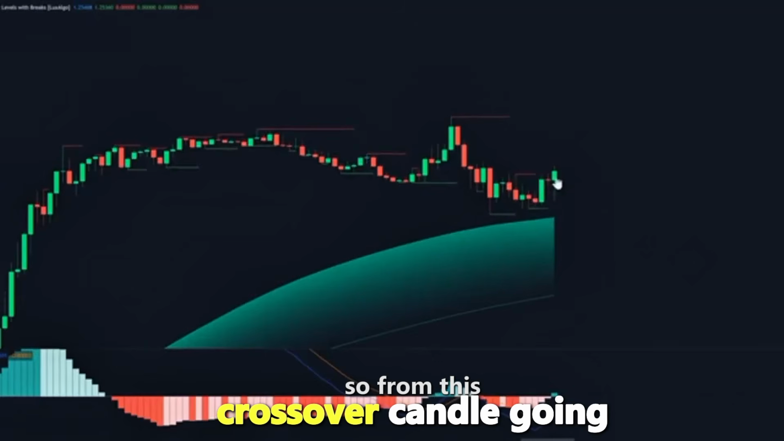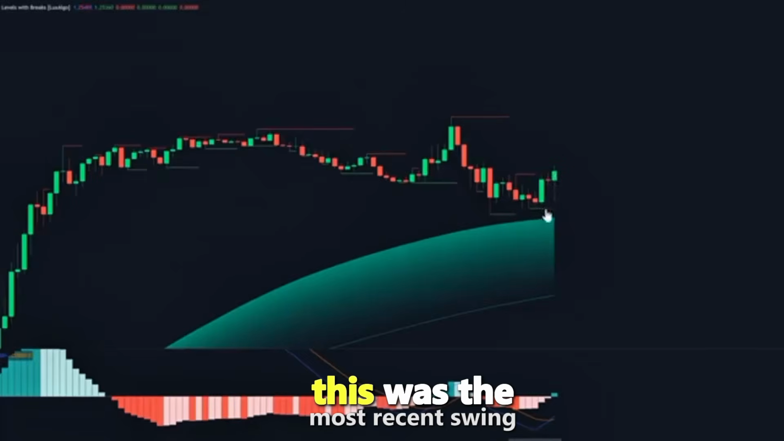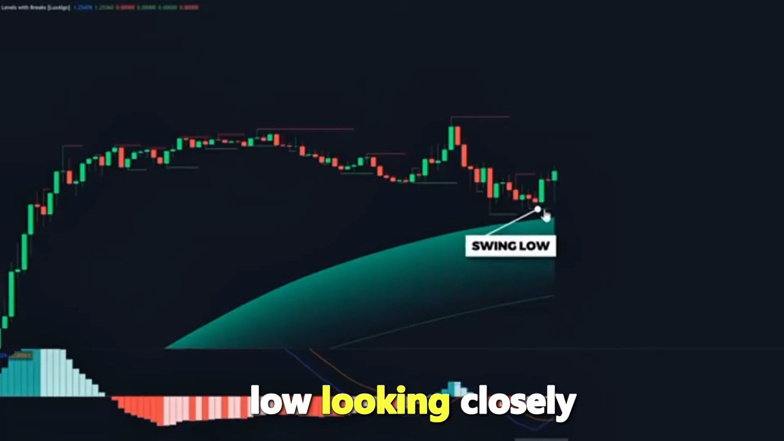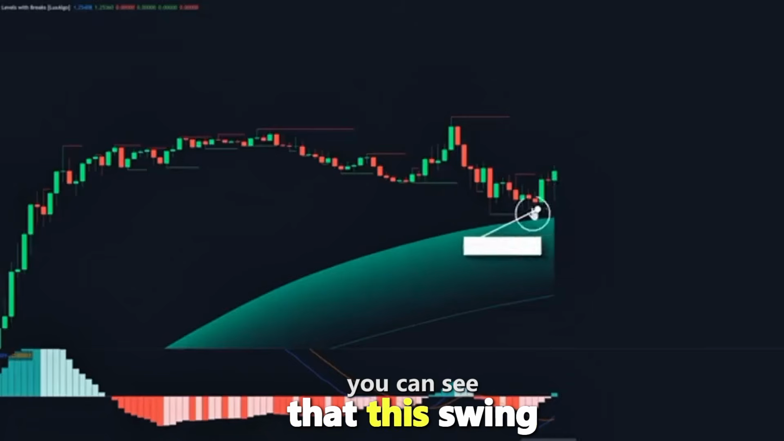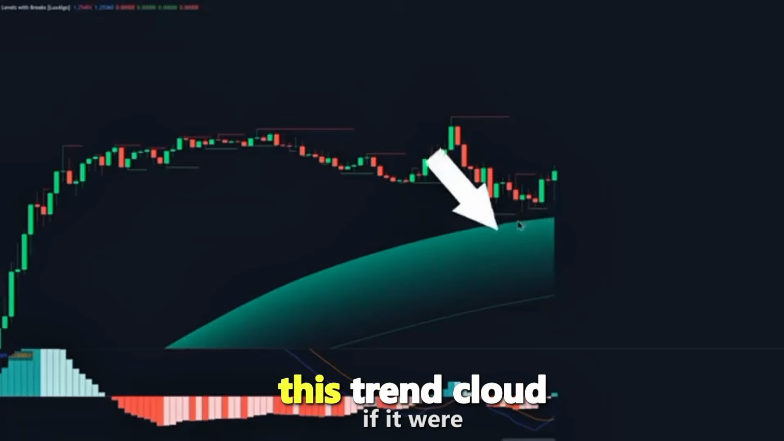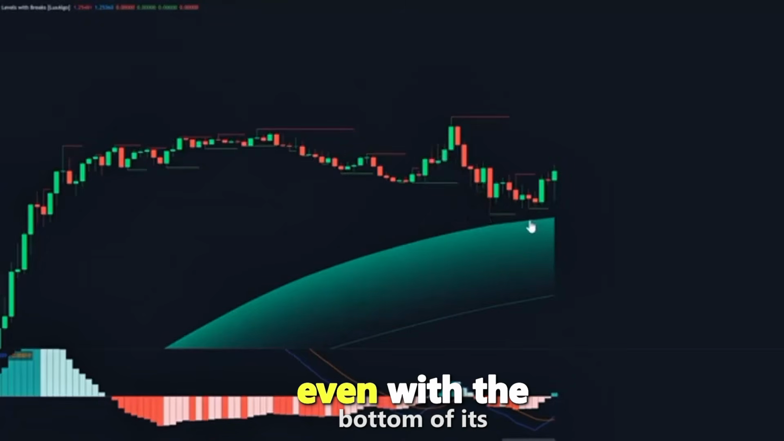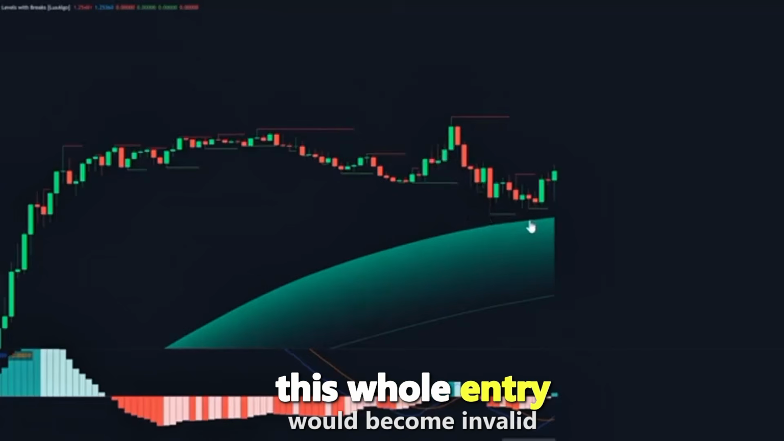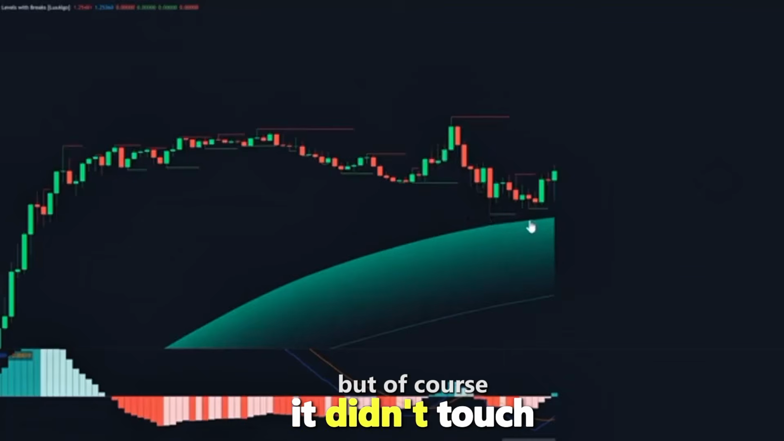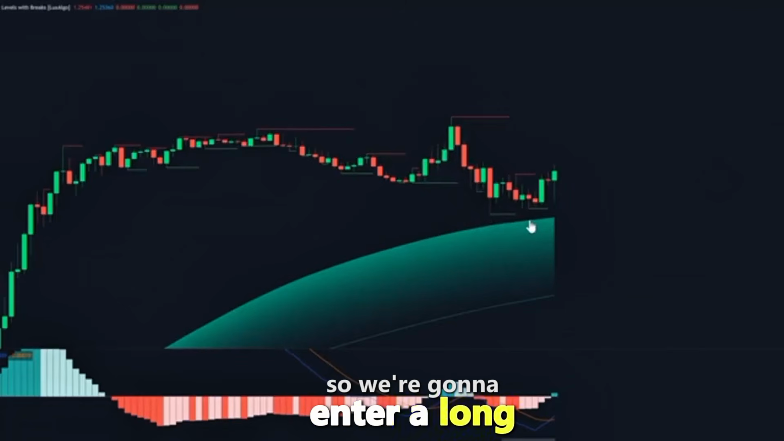So from this crossover candle going backward, this was the most recent swing low. Looking closely, you can see that this swing low is actually above this trend cloud. If it were to touch it even with the bottom of its wick, this whole entry would become invalid. But of course, it didn't touch it. So we're gonna enter a long position here.